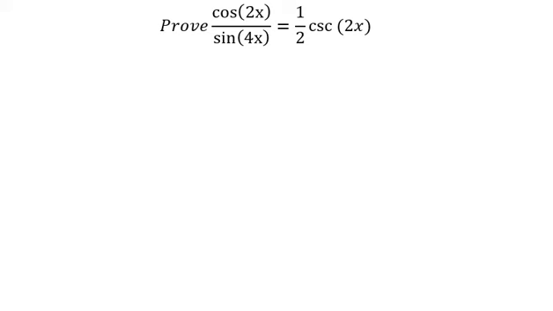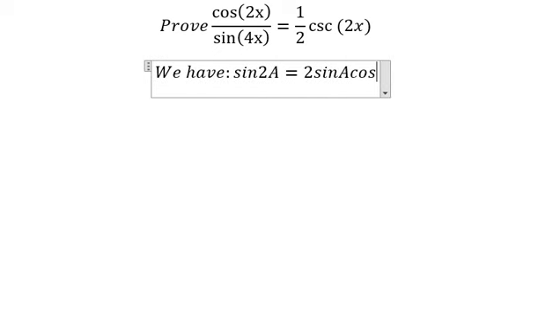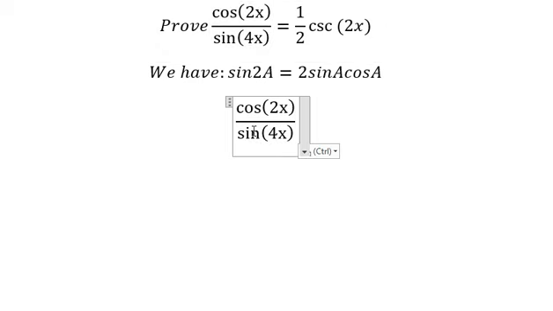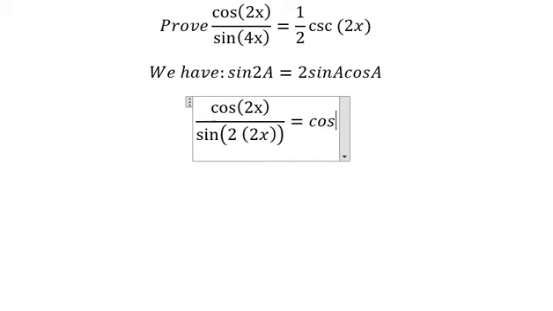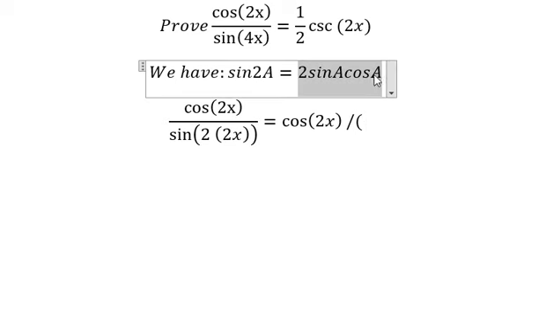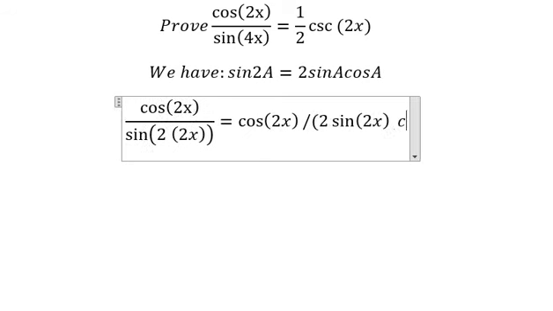So we have the formula in here. Sine 2x equals 2 sine x cosine x. So for cosine 2x, we keep the same sign for x. That is sine of 2 multiplied by 2x. And this one we transform into this one, and we have 2 sine 2x cosine 2x.